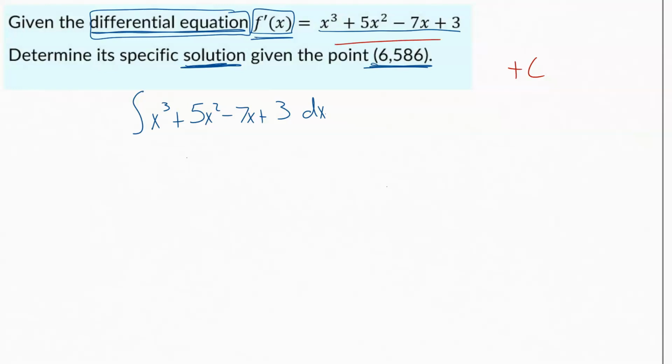That's always this constant. And that's what we call a general solution when we get out the plus c. This problem is giving us a point that actually has to be on our graph. So we'll be able to use that specific point to end up finding out what our specific plus c value is for this problem.